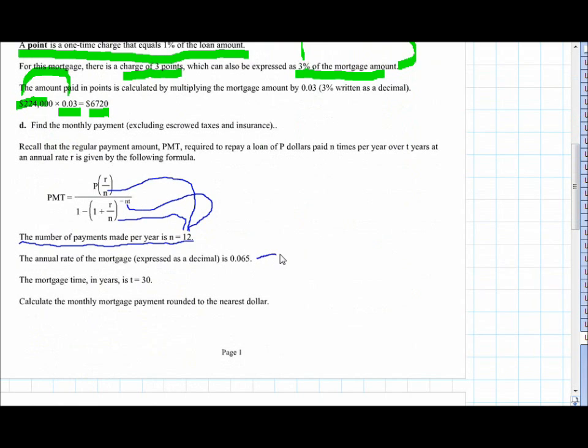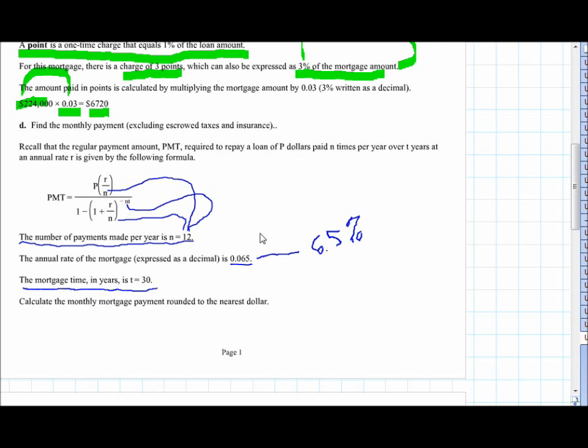If you take 6.5%, and this is brutal writing with this. This is not easy. This is doing this with the mouse. And convert that to a decimal, that's what you get. Okay. This is a 30-year loan. So T is going to be equal to 30.